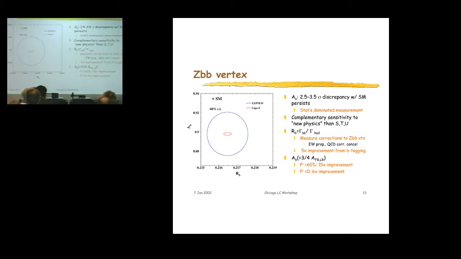With GigaZ, you would expect essentially a factor of 5 improvement in R sub B from the improvements in B tagging, and with the improved luminosity and improved polarization measurements, you either get a 6 times improvement with no positron polarization but the 0.25% absolute polarimetry, or if you do have positron polarization, you get about a factor of 15 improvement in A sub B. So this current blue circle shrinks down to the red.